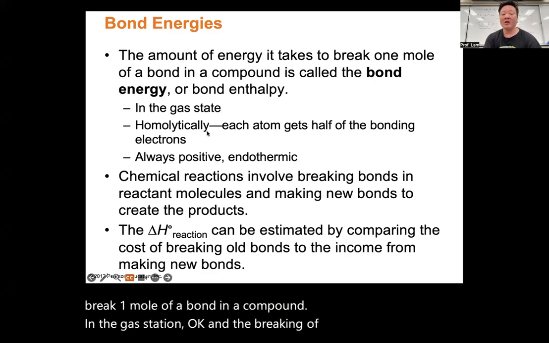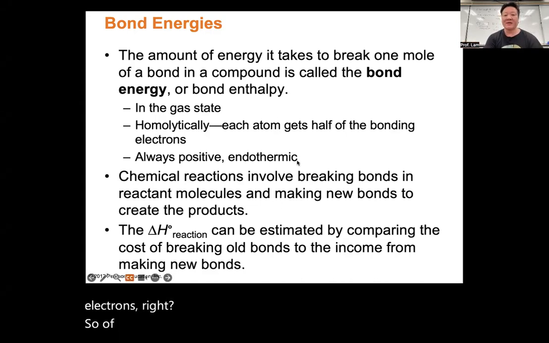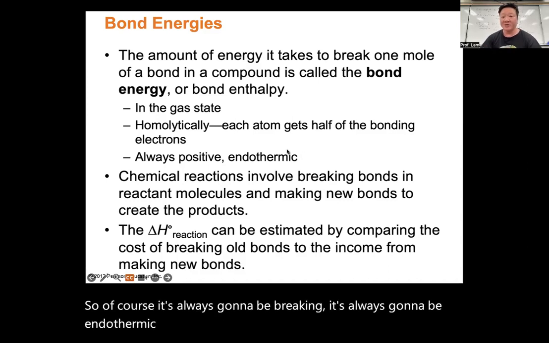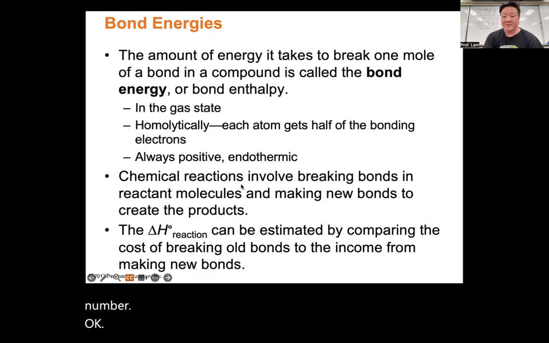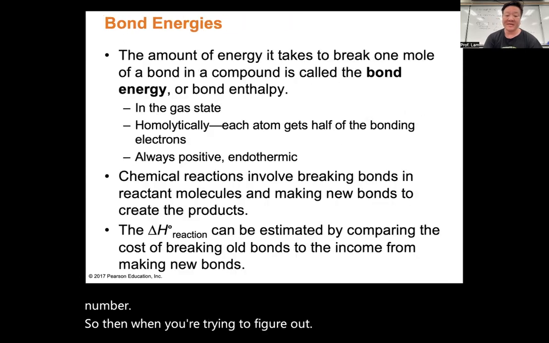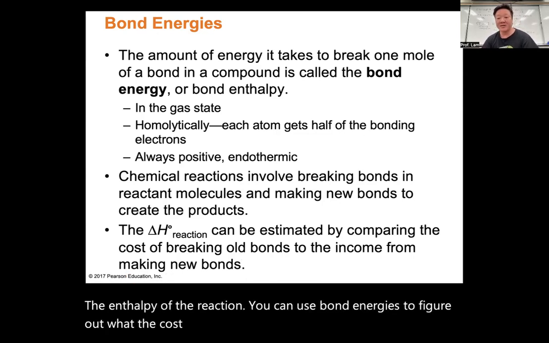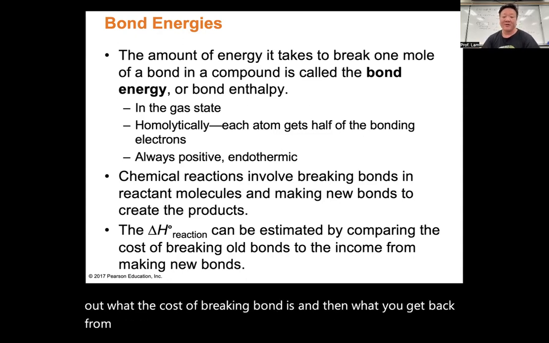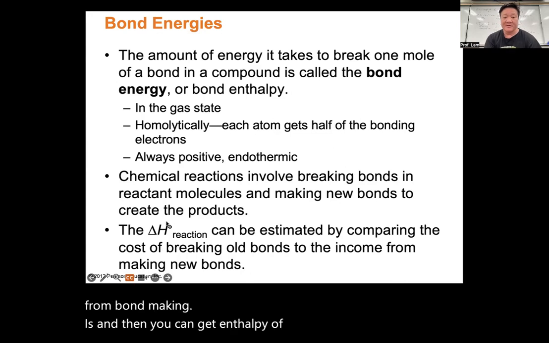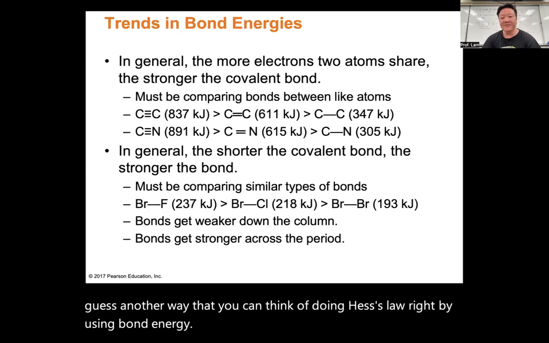And the breaking of the bond will be homolytic, meaning each atom gets half of the bonding electrons. So of course, breaking is always going to be endothermic, so the bond energy is always going to be a positive number. When you're trying to figure out the enthalpy of the reaction, you can use bond energies to figure out the cost of breaking bonds, and then what you get back from bond making, and then you can get the enthalpy of the reaction. So this is, I guess, another way that you can think of doing Hess's law, by using bond energy. So let's look at a few bond energies.